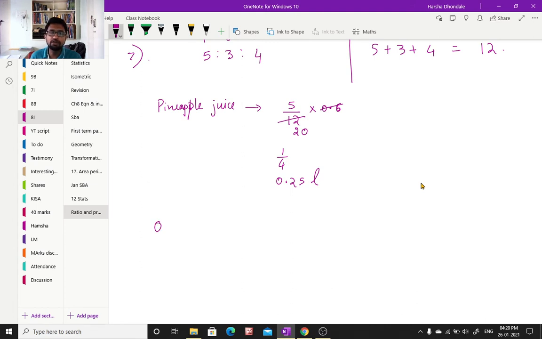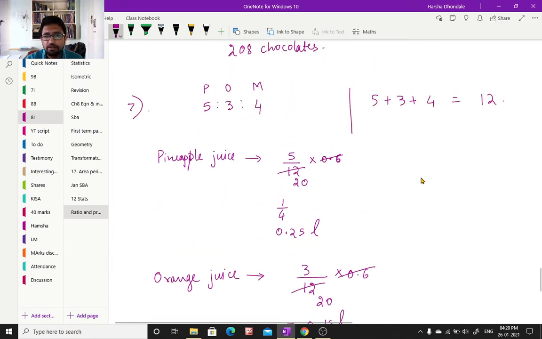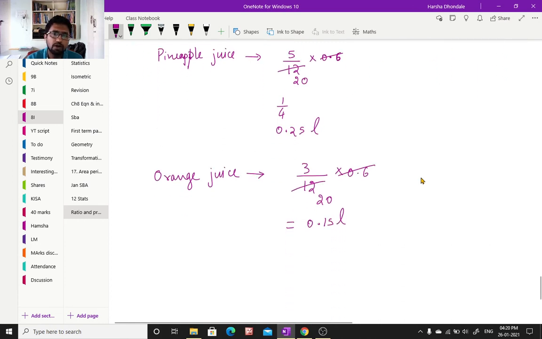So it is orange. Orange juice is 3 parts out of 12 parts of the 0.6 liters. Again, as usual, 1 over 20, and 3 by 20. Can you actually solve this? No, because 3 and 20 are not divisible. So you use your calculator. 3 divided by 20 gives you 0.15. That's 0.15 liters.